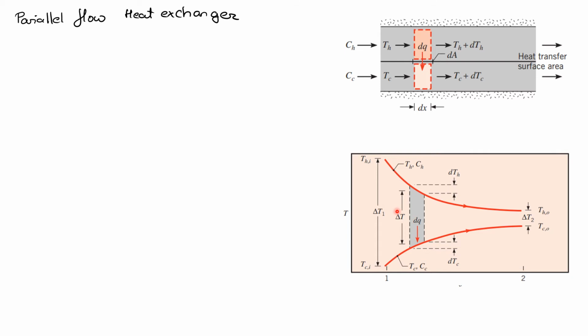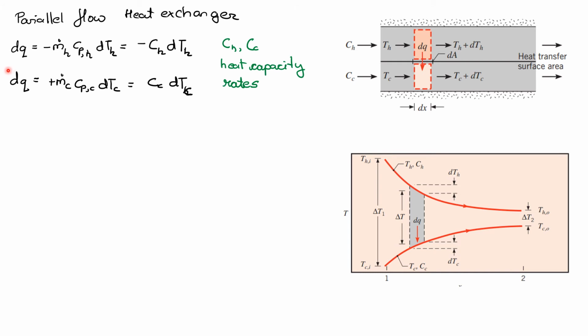So let's say that the temperature difference at the particular x where we've taken the control volume is delta T, and we can write dq, the exchange of heat between these two fluids, as minus m dot h Cp into dTh, with a minus sign because it's losing heat. I can write m dot into Cp as an uppercase C, the heat capacity rate for the cold fluid and the hot fluid. So for the hot fluid, I'll write it as the heat capacity Ch into dTh, and for the cold fluid it will be a positive sign because it's gaining heat, and it will be Cc times dTc.